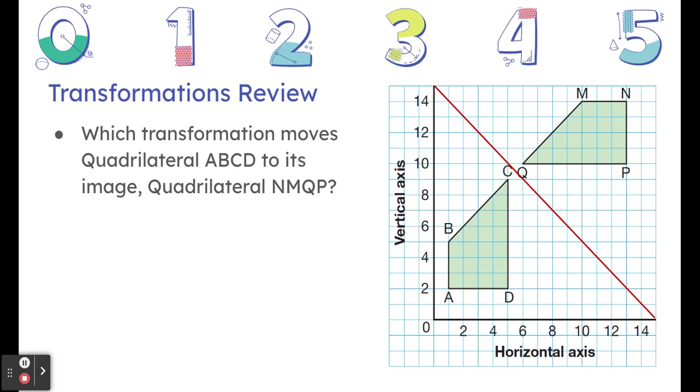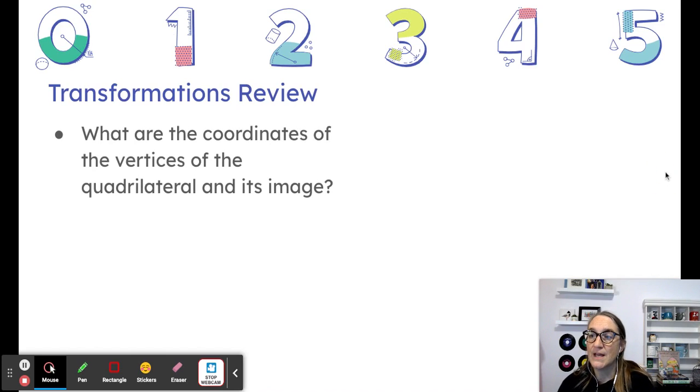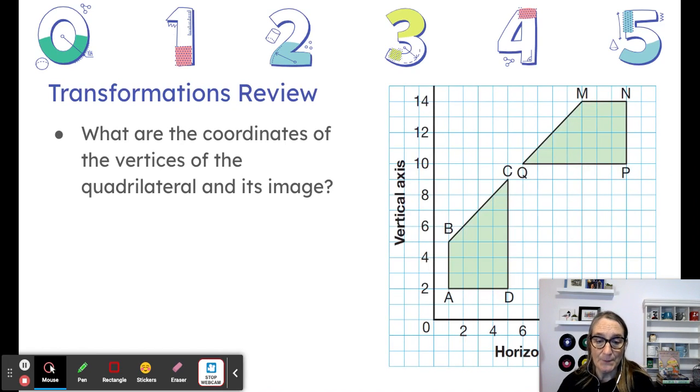So that solid red line is my new line of reflection that I'm going to try. There we go. Now, let's trace the shape and reflect it and move it to its new location. Boom! That's it. We got it. So now that we know what kind of transformation this is, we have a second question to answer about this. What are the coordinates of the vertices of the quadrilateral ABCD and its image MNPQ?